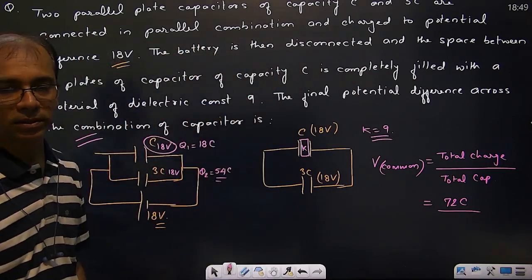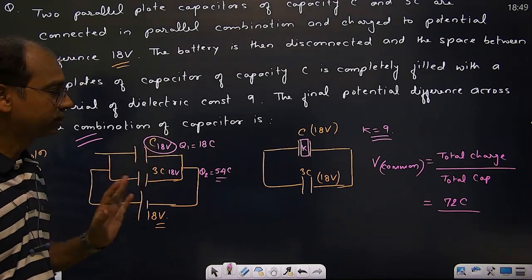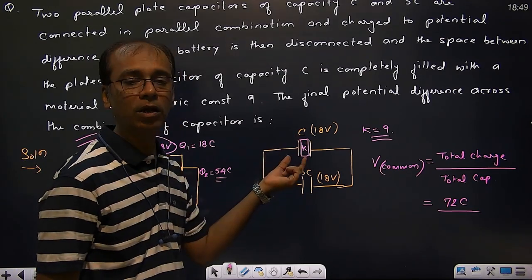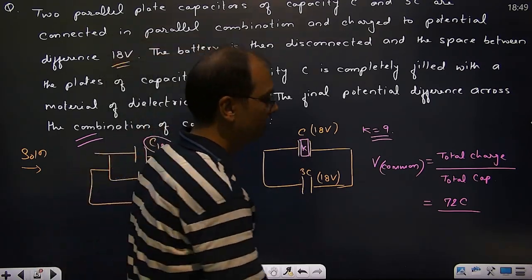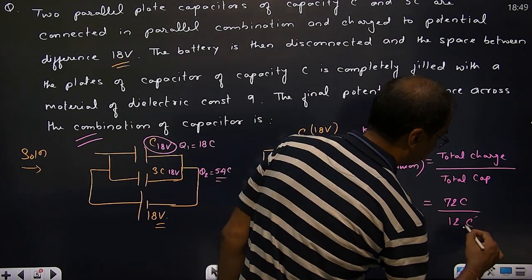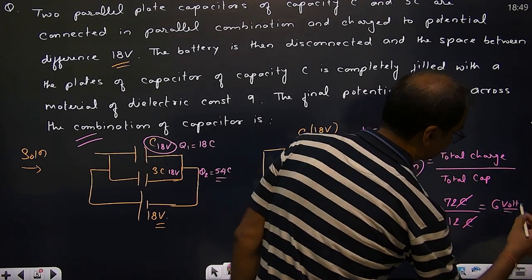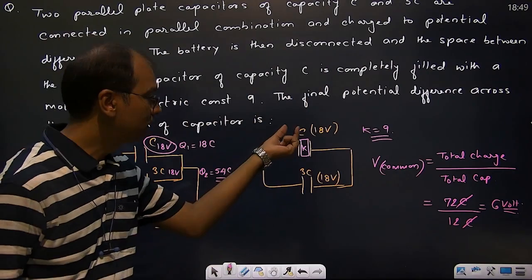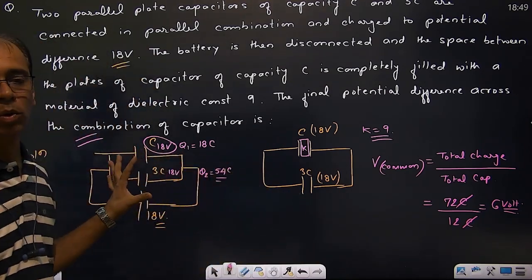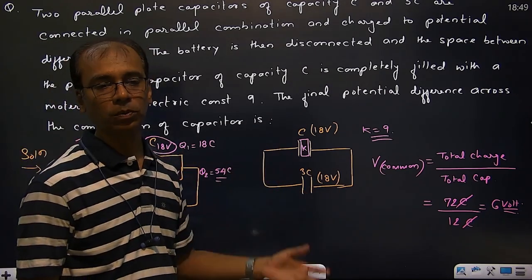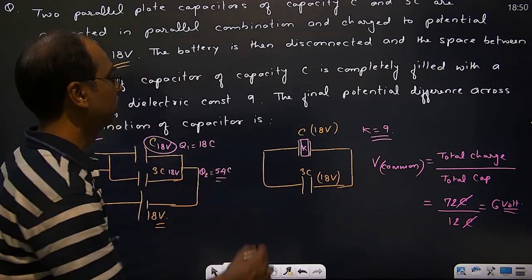Now by total capacitance. Here total capacitance was 3C plus C, 4C. But is he asking this? He is asking this. Here how much capacitance? 9C. Here 3C. 9C plus 3C, 12C. C and C get cancelled. Answer is 6 volt. Because of insertion of this, the common potential from 18 volt drops to 6 volt. Okay, that's the answer. Our answer here will be writing 6.